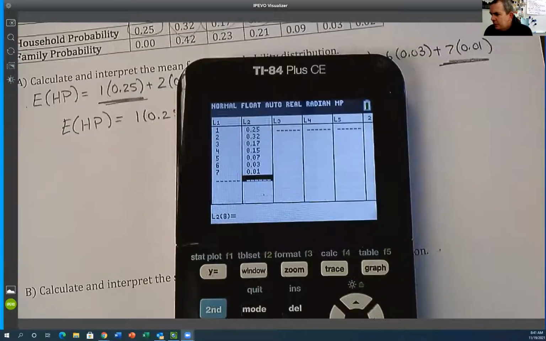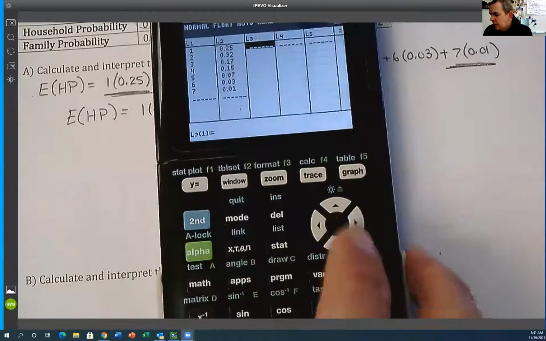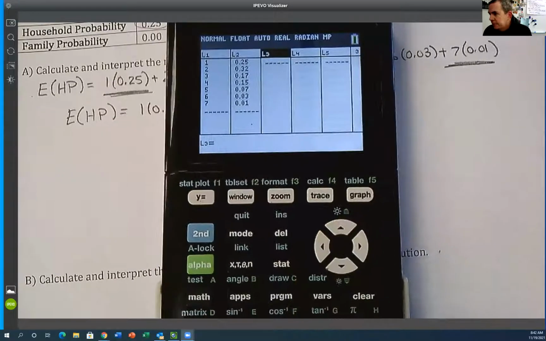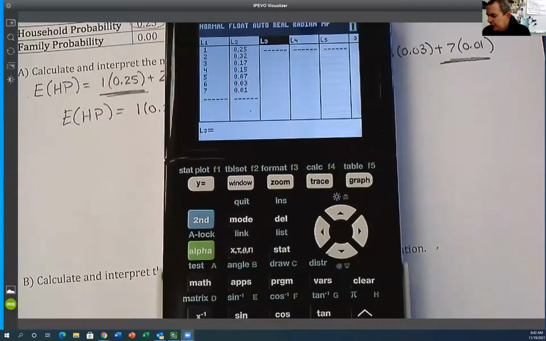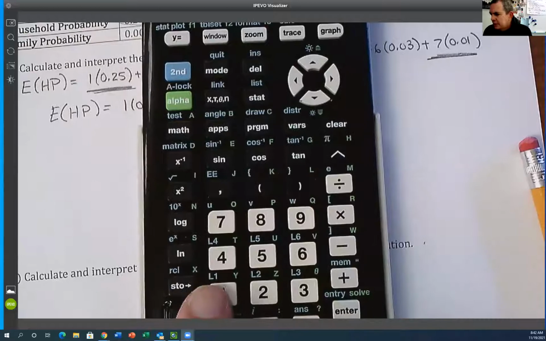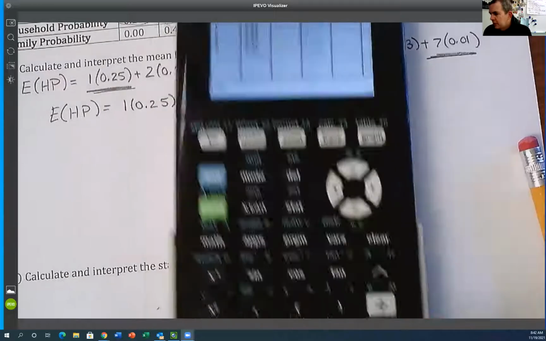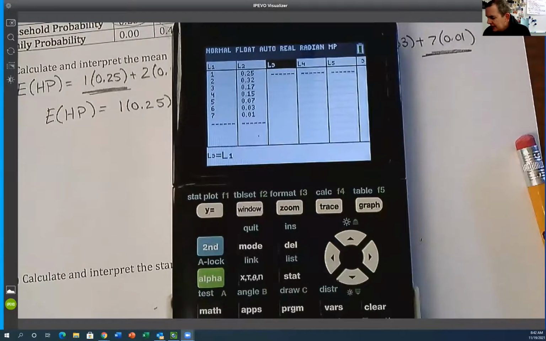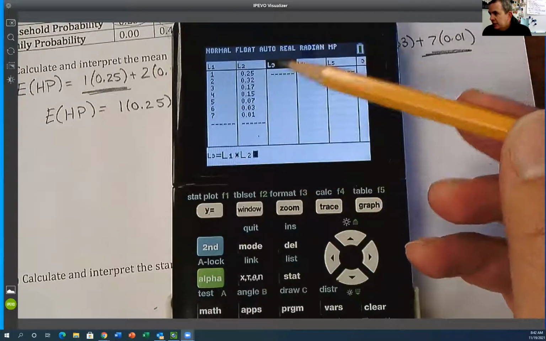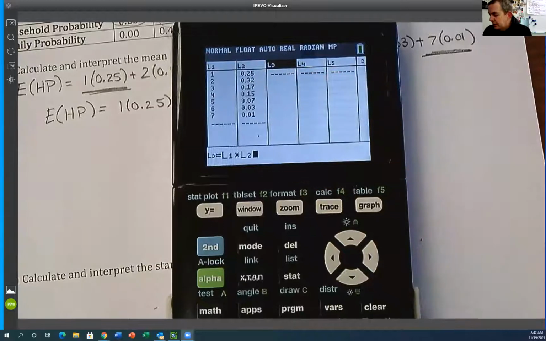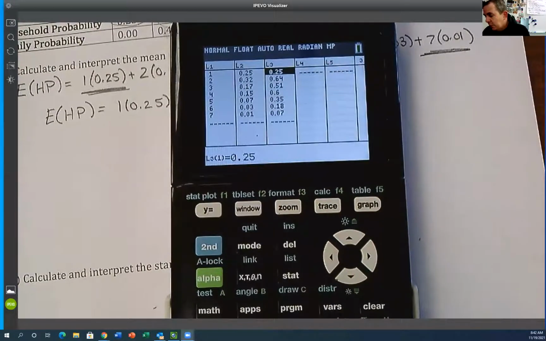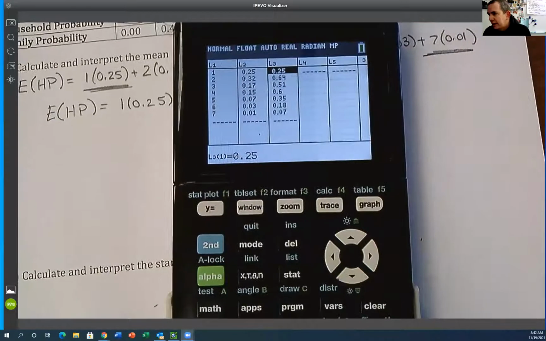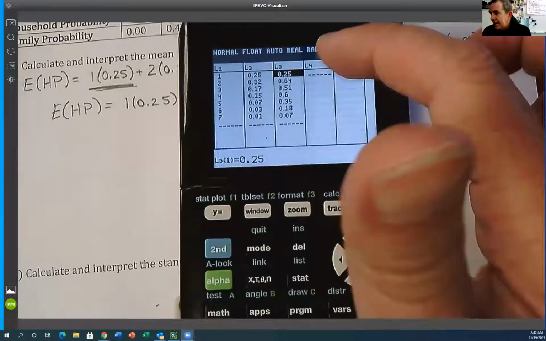So what's going to happen now is we're going to arrow over and arrow up to L3. And we want to put in the equivalent of L1 times L2. The way we get L1 is down here, it's in blue, so we hit the second button. We do second 1 times second 2. So we get L1 times L2 down here. It's going to multiply all these together. Now we hit enter, and these are called the components of my expected value, the components of my mean. I need to add them all up.